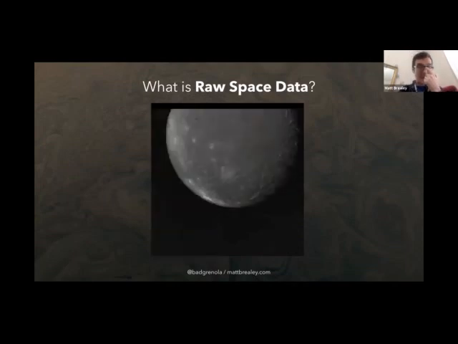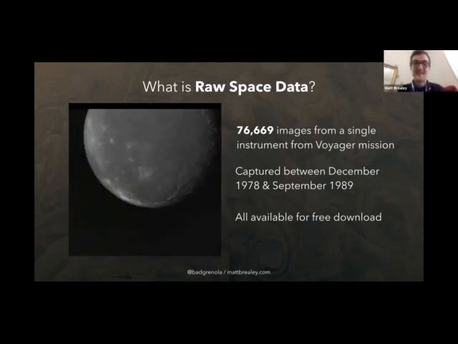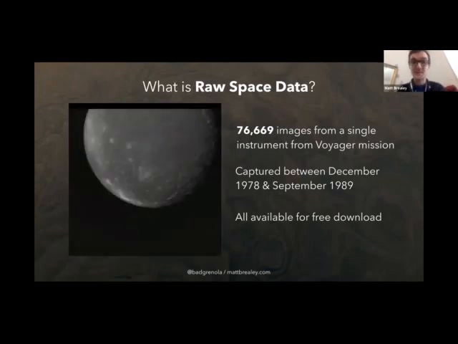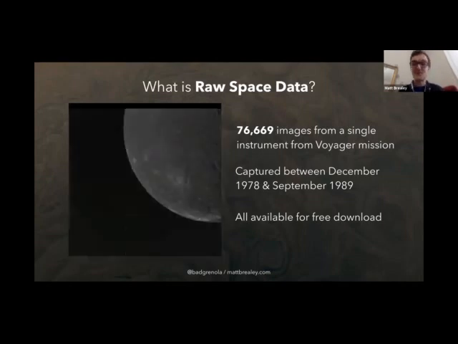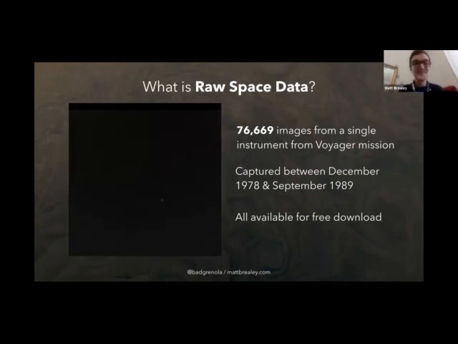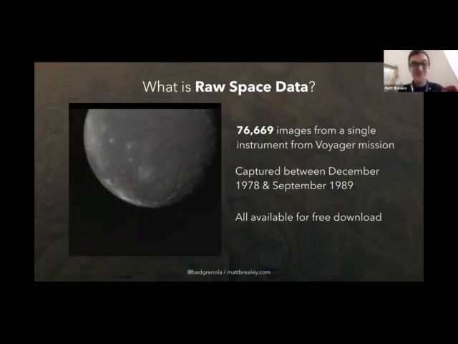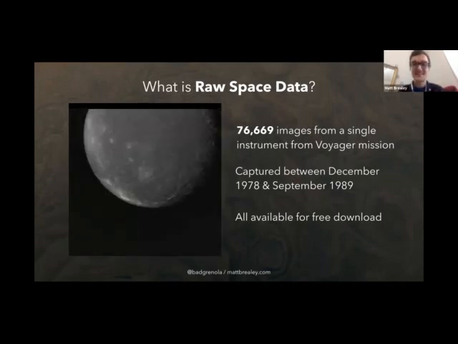To give you an idea of how much is available, there are 76,000 raw images from the Voyager mission alone. And that was admittedly a long mission, over 10 years, but they're all available for you to browse and freely download. You can find pictures of moons, you can find pictures of Saturn, you can browse the rings of Saturn, Jupiter, Jupiter's red spot, all available for you to freely download and play with and start processing and exploring yourself.